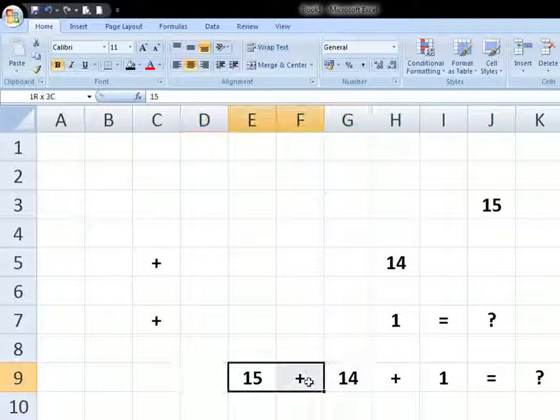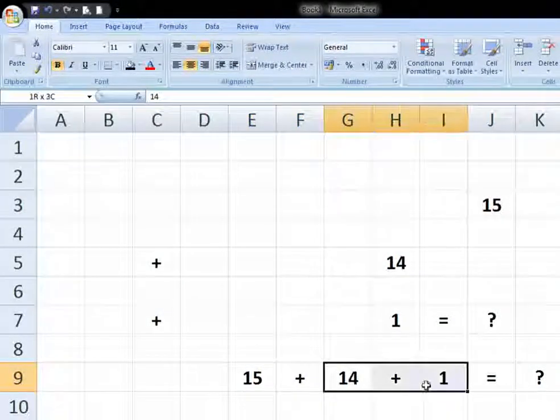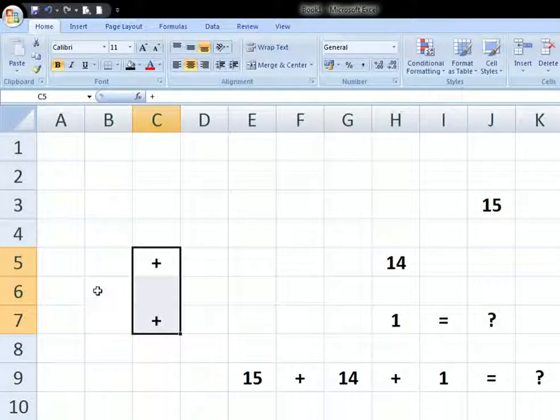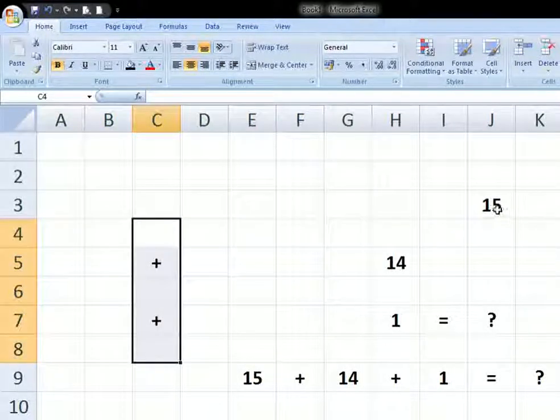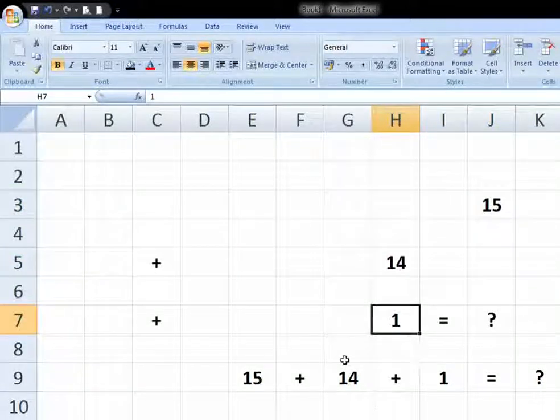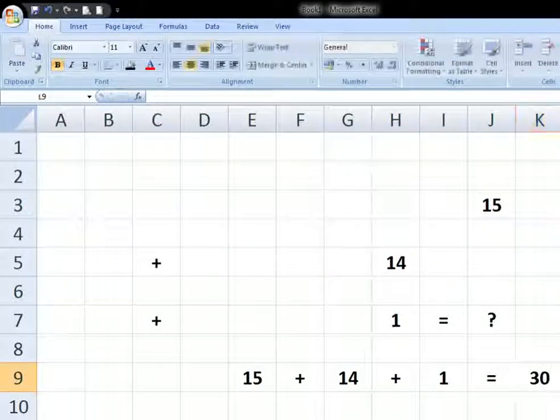You can relate these two numbers and these two numbers by a mathematical function, that is addition, because you have an addition sign over here that's keeping this and this connected. So here you can have an answer that's 30. So that's the second solution.